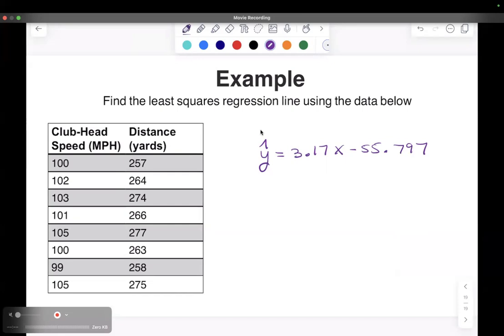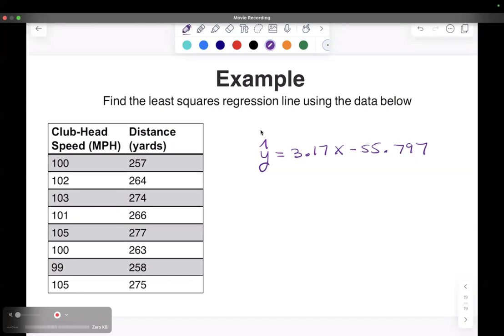Did you say you're just plugging in 104 for X? Yes, if I was going to calculate how far I thought the ball would go at 104 miles per hour, I would plug that in for X. Awesome, thank you. We generally won't do backwards. I won't ask, how fast is the club head if my ball went 270 yards? It tends to not be as accurate when you go backwards, which is just kind of an odd thing.